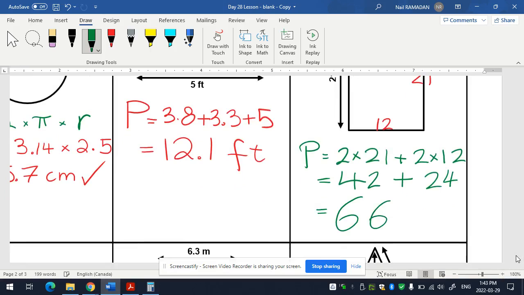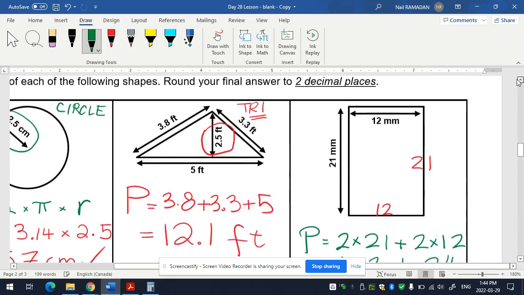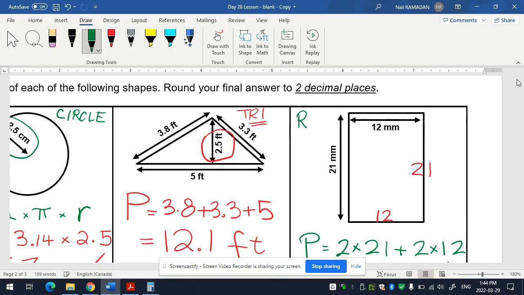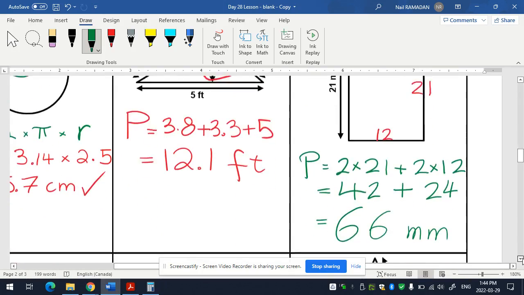66 in what unit? How is this measured? It is measured side by side in millimeters. So guess what? The full length around is also in millimeters. Done. That's it. Oh, I forgot to say rectangle. I don't have enough space to say rectangle, so I'm just going to say REC. Done. That's it. Okay. What's my fourth shape?